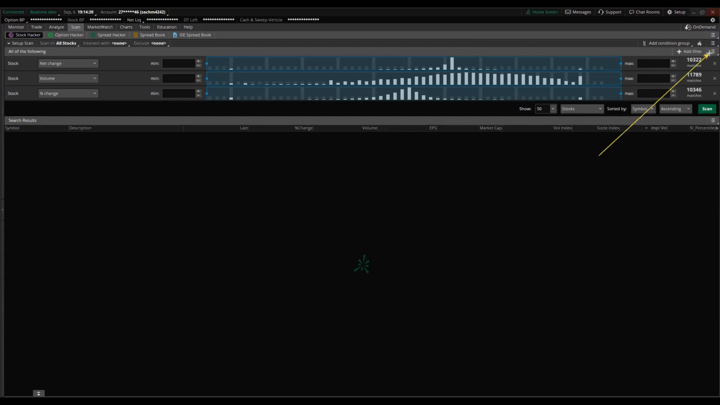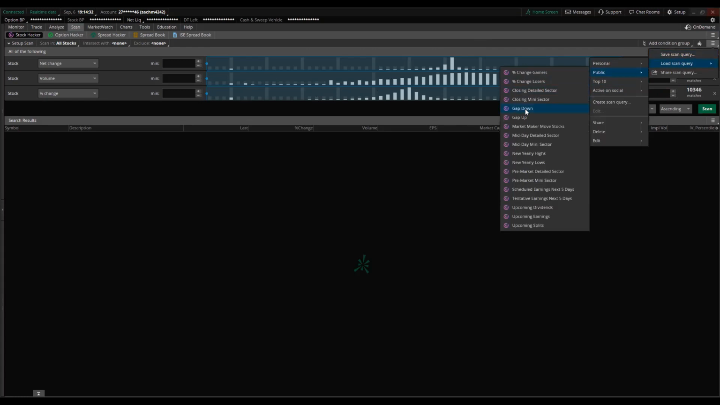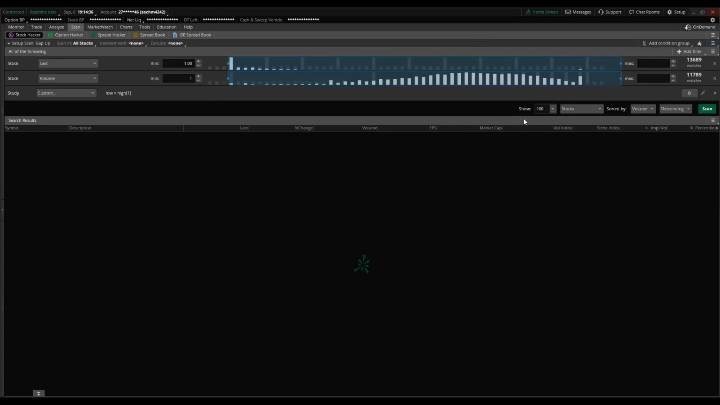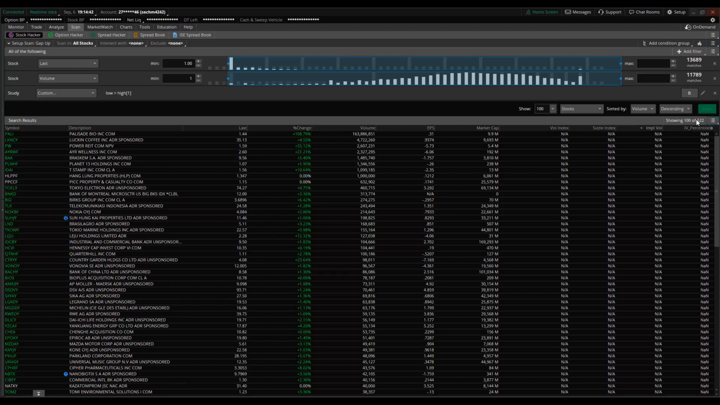So what you want to do is click over here, right? You see these sets of 3 arrows right here. We're going to go ahead and click on this and go to load scan query, and we'll go to the top. We'll go to, where is it? Public. Okay. Then you go to gap up. In this case, we're looking for stocks gapping up. Right. And if we were to come in here and hit scan, we'll see that it gives us 522 stocks.